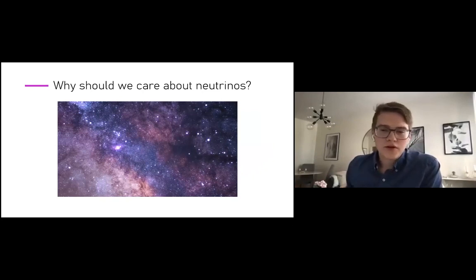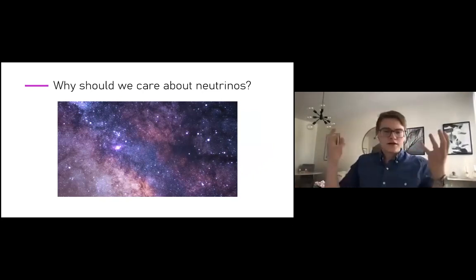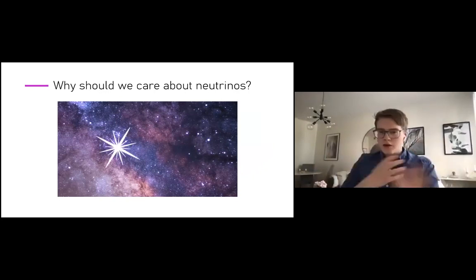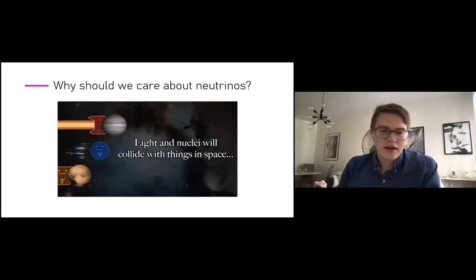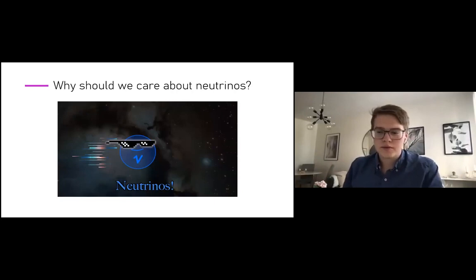So why should you care about neutrinos? Well, if a star explodes out in the universe or two black holes collide with each other, it will emit some particles. These particles could be heavy nuclei, for example. You would have neutrinos, and you would also have some light because you can, for example, see the explosion or see the collision. But the thing is that heavy nuclei and light would collide with things in space, so with interstellar and intergalactic gases, for example. But this will not happen to neutrinos. They will just propagate through the universe uninterrupted, because they almost never collide with things.